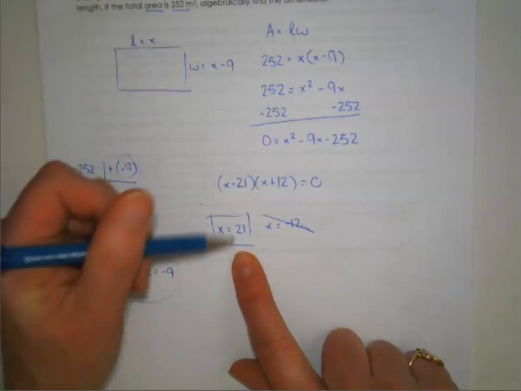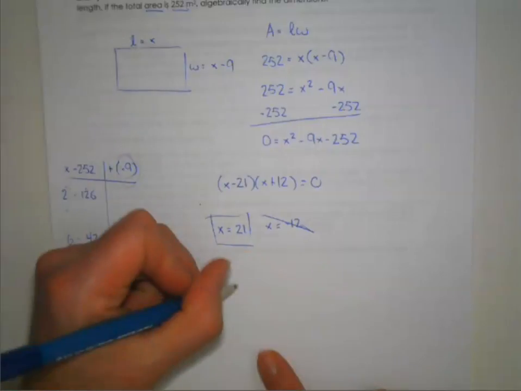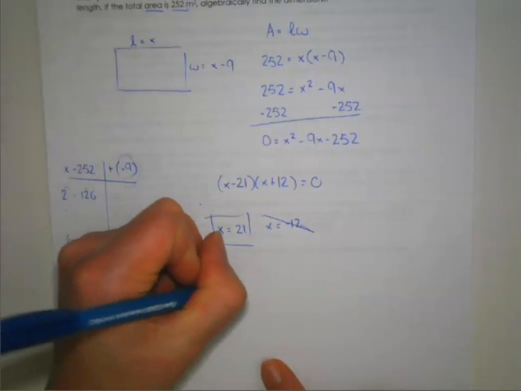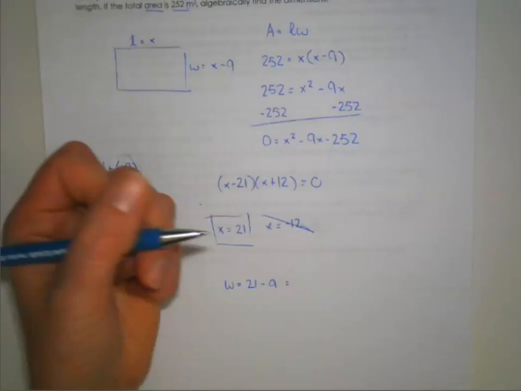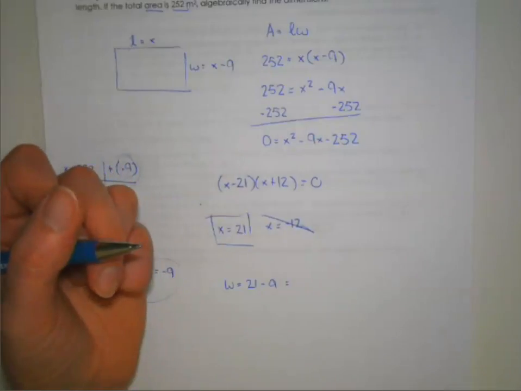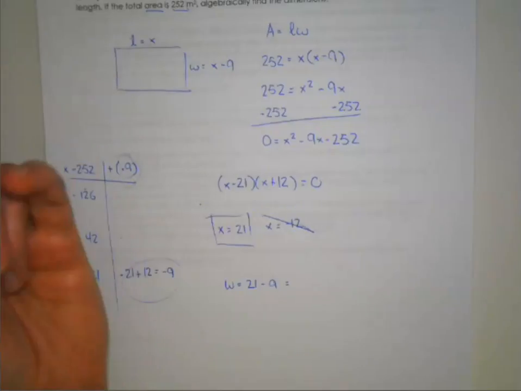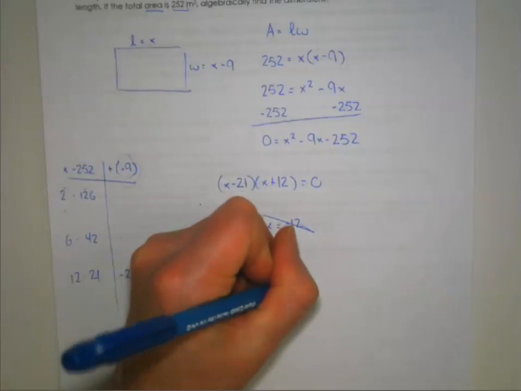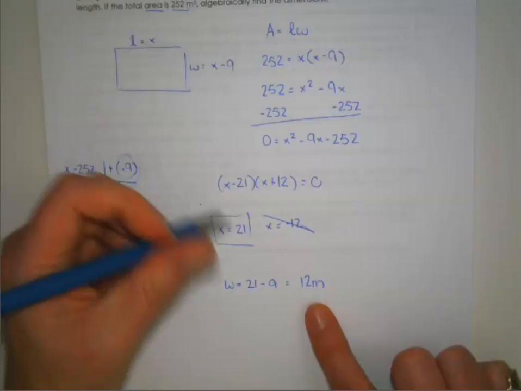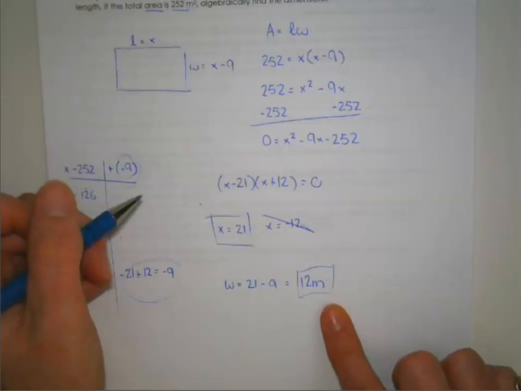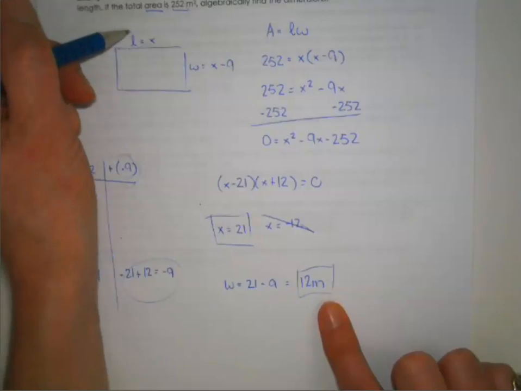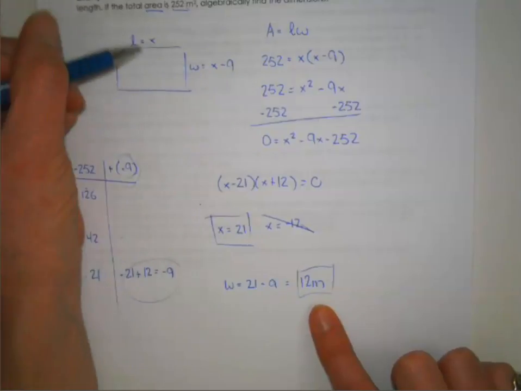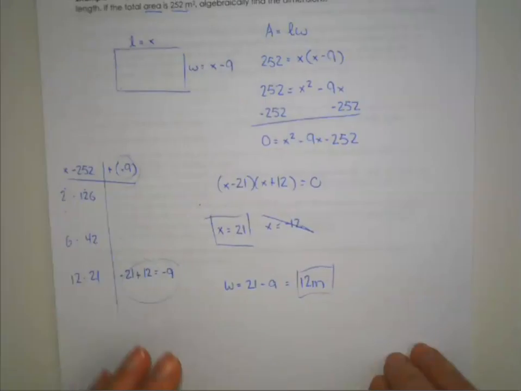So now we would say, okay, the length is 21 and the width is going to be 21 minus 9, which will give us 12. Which I literally just calculated that. I should have had that in my head. Okay, so 12 meters for the width. So now if you're writing on a test, make sure you write it out nicely, like the length would be 21 meters and the width would be 12 meters.